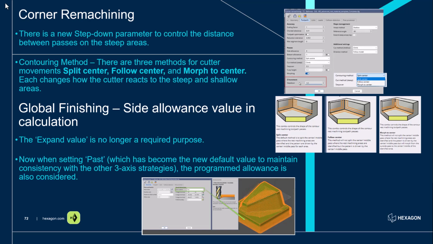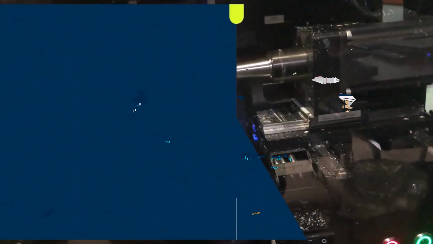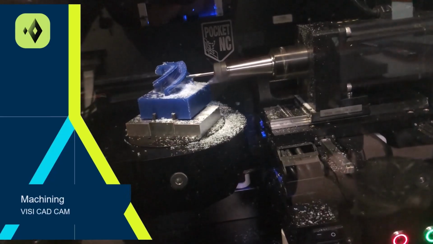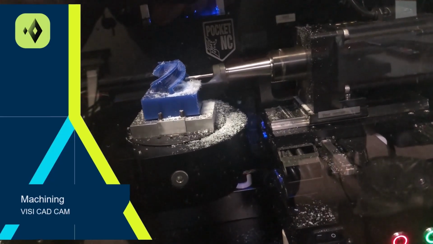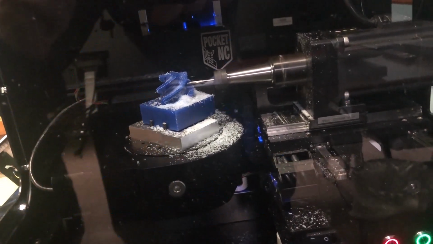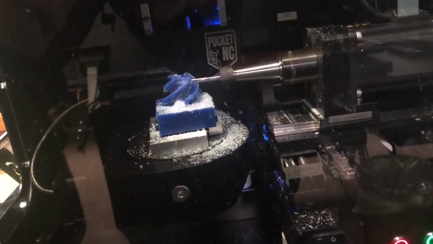So in the video, we're going to highlight some of these new key features. Within this section, we are going to highlight some of the new features for CAM in recent versions, from the interface changes to roughing and finishing operations.